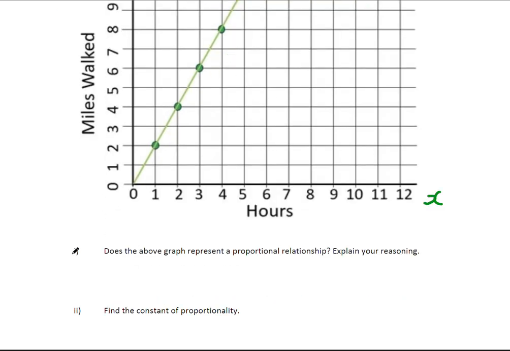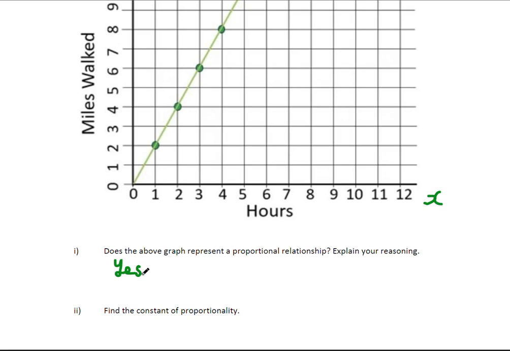Here we are asked, does this graph represent a proportional relationship? And our simple answer to this is yes. Any graph whereby the y-intercept is 0, that is, where the graph passes through the origin or starts at the origin, is proportional. The y-intercept here is 0 because the graph passes through 0. Once that is the case, the relationship between x and y is proportional. So yes, this represents a proportional relationship.